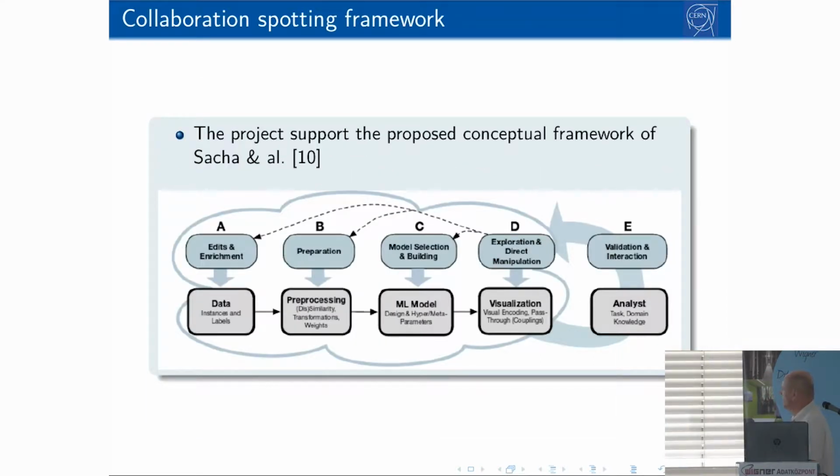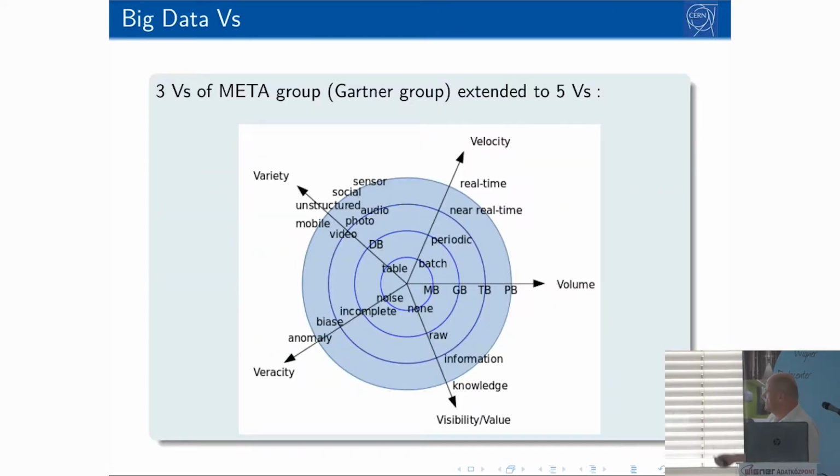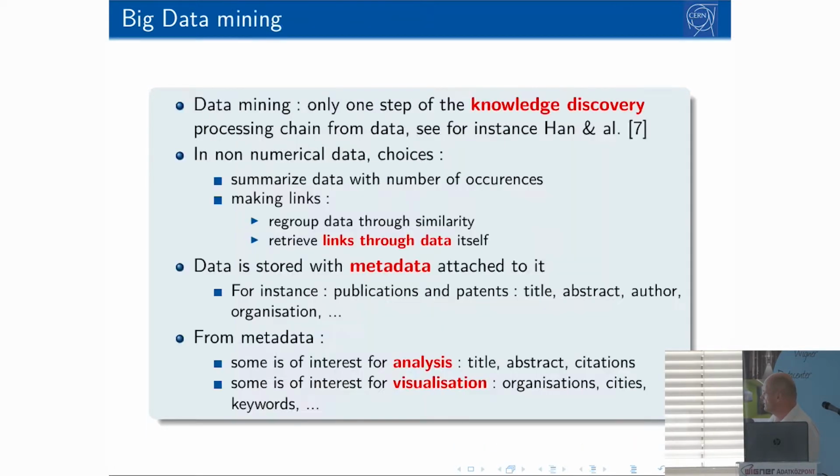So we try to follow the framework proposed by Sasha and his collaborators. In this framework, the idea is that from the data we are pre-processing the data, so building collaborations, making the search of communities in the collaborations that we are building, then we transform it to have a proper visualization. And at each step, we would like to have a feedback, and that is given so we can have better experience in visualization. So that's the well-known views of big data.